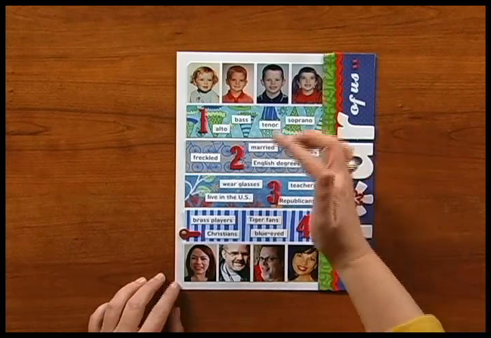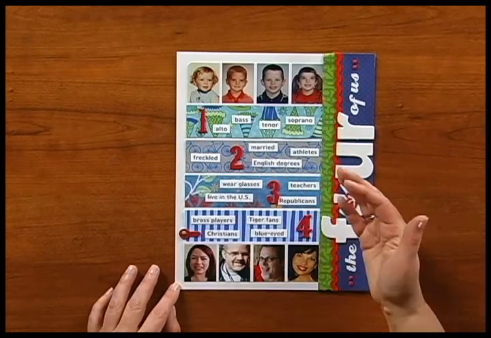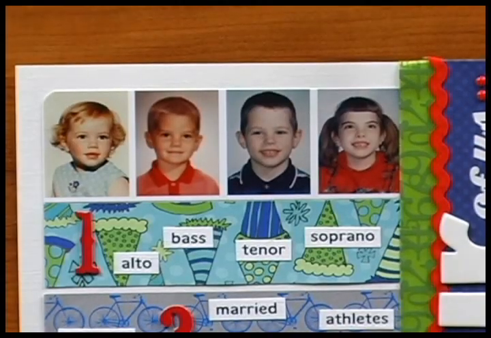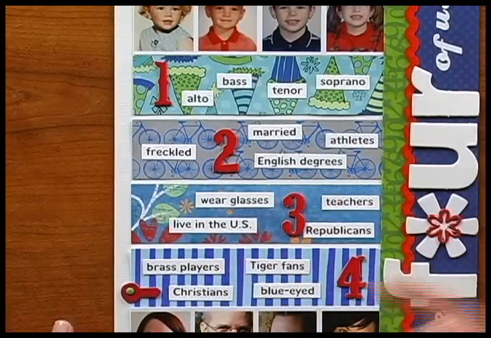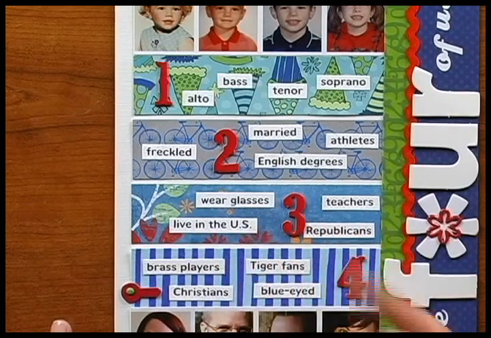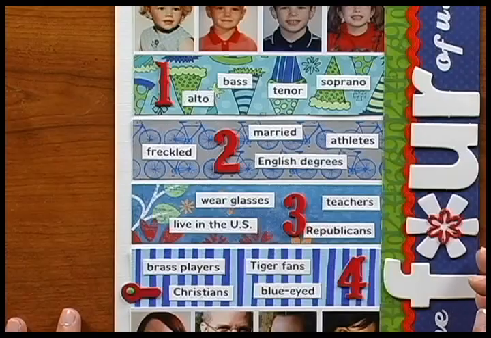And then I took each of the numbers 1, 2, 3, and 4, and I tried to indicate how many people did or had or were certain things. So in our set of 4 siblings, we actually have 1 each of these singing voices. We also have 2 people that are freckled, 2 are married, 2 are athletes, 2 have English degrees, and so on. And then 3 of us have these things in common. And then all 4 of us are Detroit Tiger fans, through thick and thin, blue-eyed Christians, and we all play brass instruments or have at one point in our life.